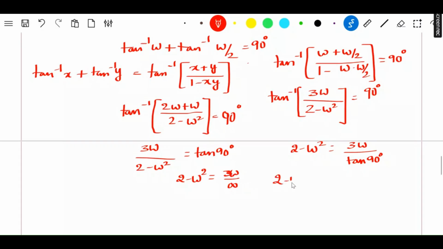Therefore, 2 minus omega square equals 0. So therefore, omega square equals 2. So omega value equals plus or minus root 2. So this is the value of omega that we have got, which is plus or minus root 2. So let me take omega equals root 2 radians per second. So we got omega.